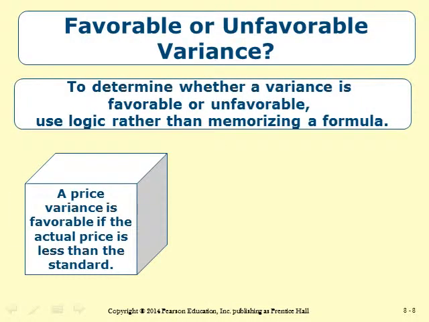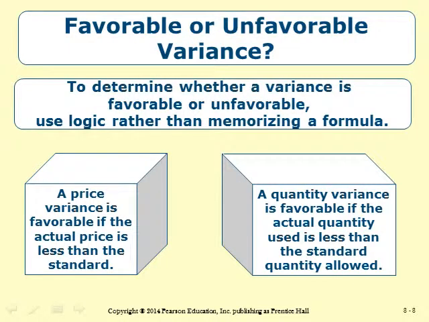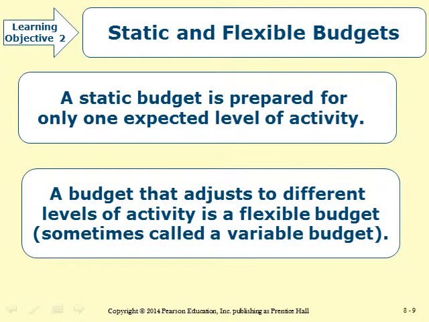And so a price variance is favorable if the actual price is less than the standard. A quantity variance is favorable if the actual quantity used is less than the standard quantity allowed. A budget prepared for only one level of activity is a static budget. A budget that adjusts to different levels of activity is a flexible budget, sometimes called a variable budget. And so this is the difference between static and flexible budgets.